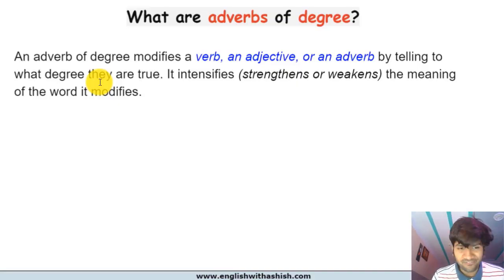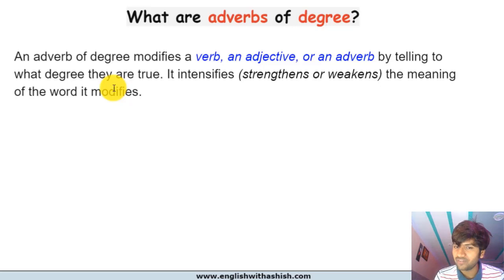Alright everybody, the very first thing we'll do is understand what an adverb of degree is. We know it's a type of adverb because we have different types of adverbs, right? What does it do? An adverb of degree modifies a verb, gives information about a verb or an adjective or an adverb by telling to what degree they are true. Let's understand what it means.